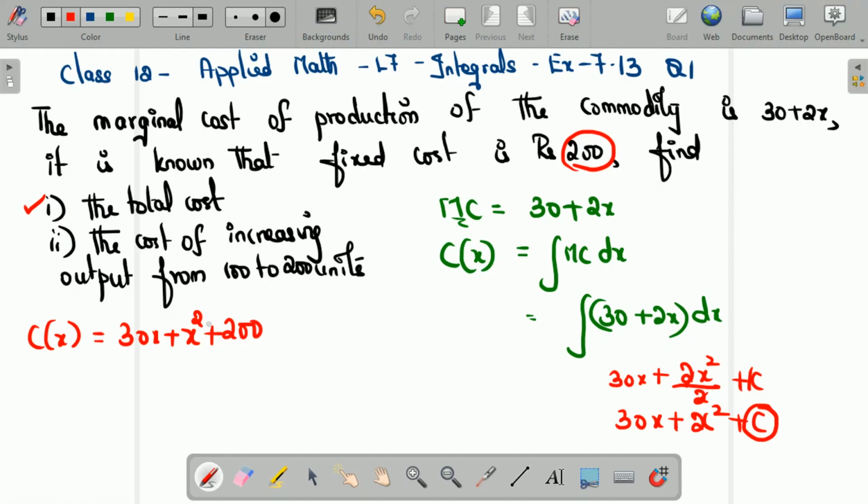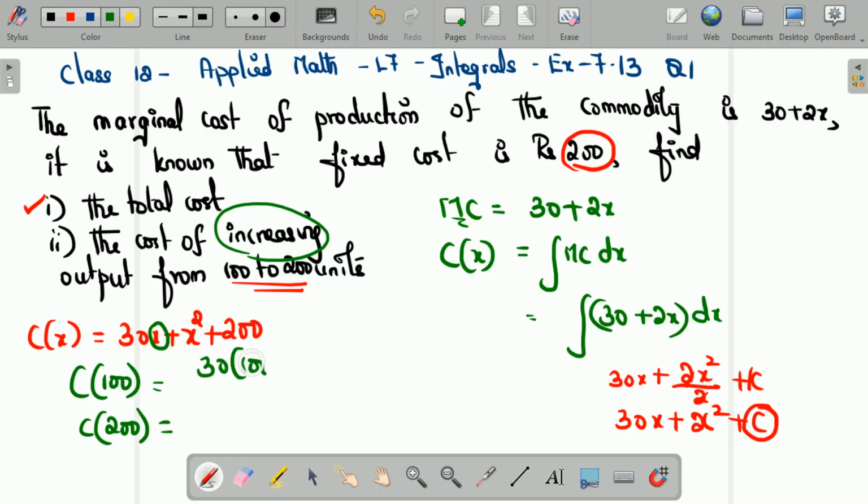Now they're asking what is the cost of increasing the output from 100 to 200 units. So essentially, first we will find the total cost for producing 100 units. We will also find the total cost for producing 200 units. The difference is the cost of increasing that we need to know. So let's compute C of 100. This means wherever there is x, I'm going to place 100.